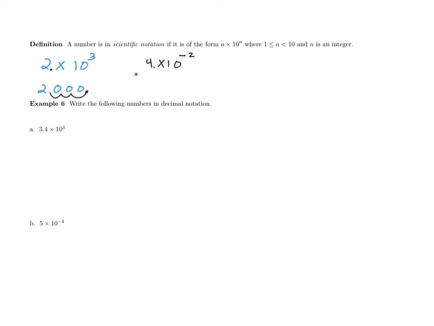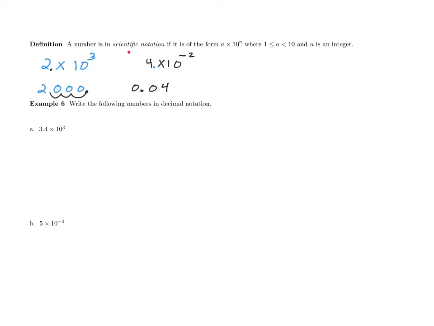So 1, 2. And for each time it moves and there's no digit there, we can replace it with a 0. Therefore, this number is equivalent to 0.04. The decimal point started here and moved 1, 2 places. So these two are equivalent, and these two are equivalent. This is scientific notation, and we call this decimal form.